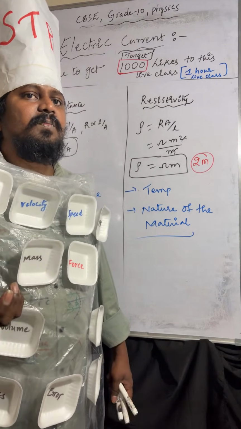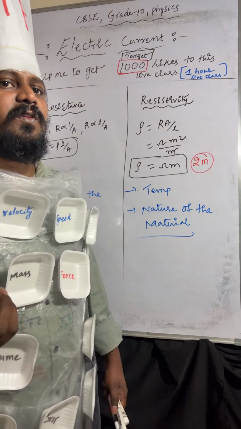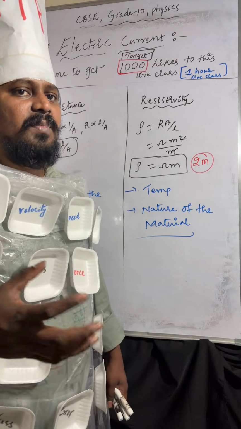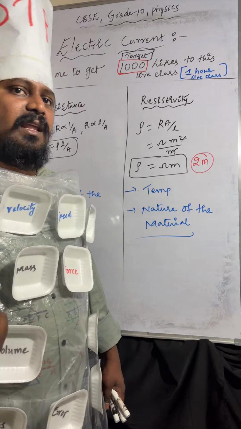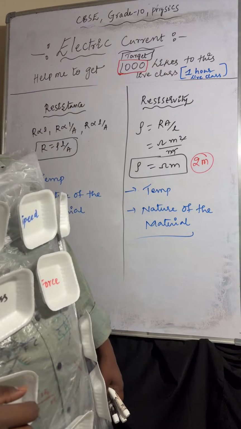Resistance is directly proportional to the length of the conductor. Resistance is inversely proportional to the area of the cross section. So R is directly proportional to L by A. Okay, R equal to rho into L by A. So rho equal to RA by L.